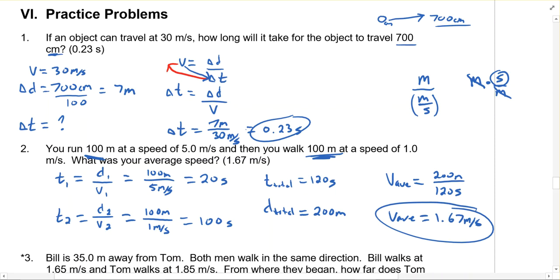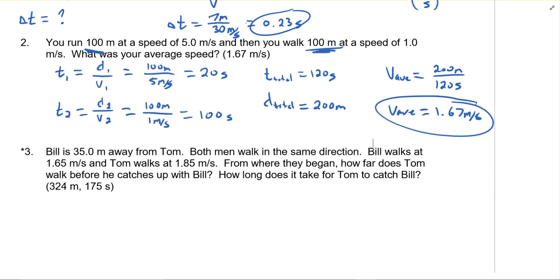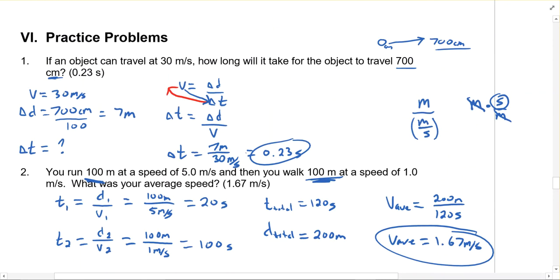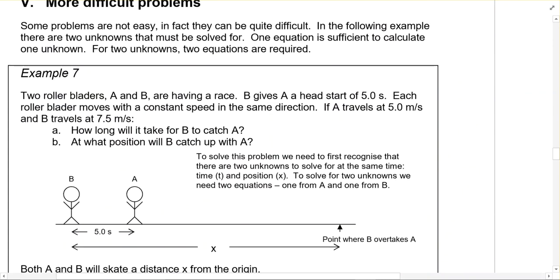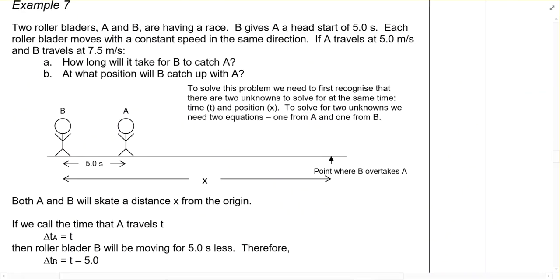Okay, that's all I'm going to do for the practice problem videos. If you'd like, though, give this one a try. It's going to be similar to the more difficult problem up here. So see if you can do that.